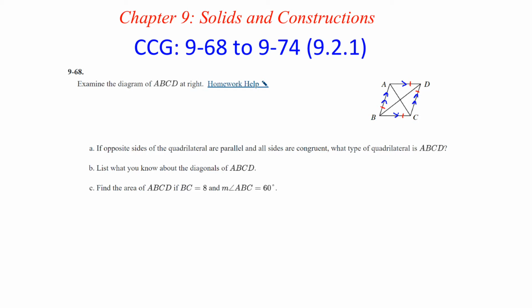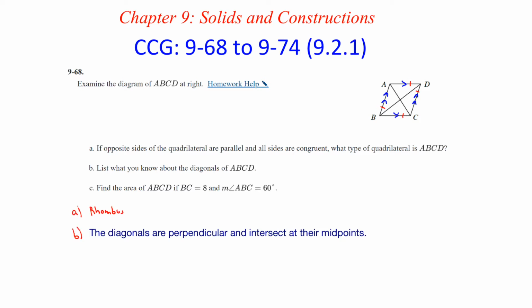And the answer to that would be a rhombus. Because it has opposite sides that are parallel, and since all sides are congruent, it must be a rhombus. Part B, list what you know about the diagonals of ABCD. Since it's a rhombus, we know that the diagonals are perpendicular and intersect each other at their midpoints. And the other thing that could be mentioned is that they bisect the angles of the quadrilateral as well.